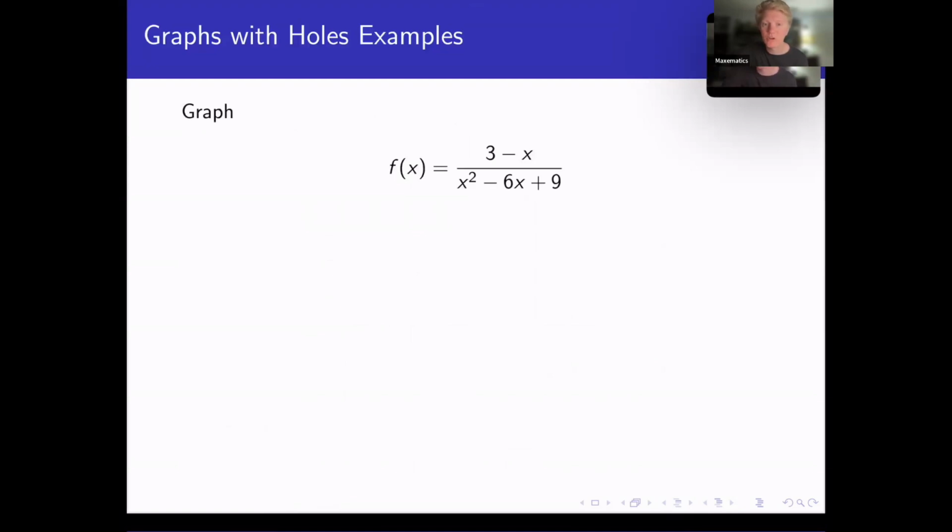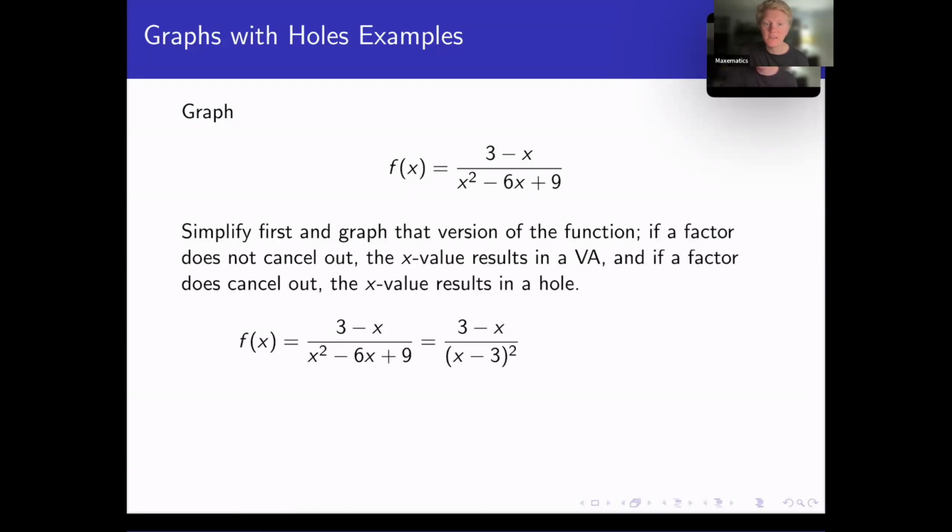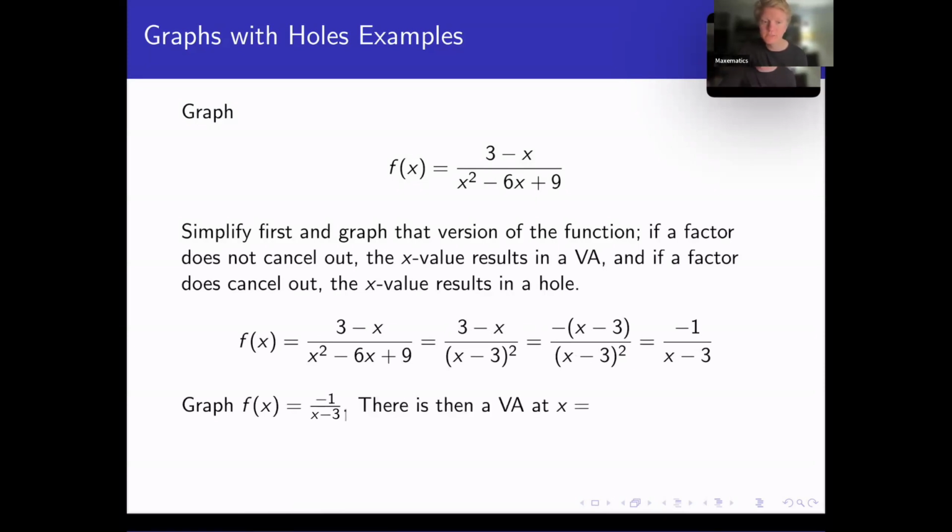All right, some more graphs with holes. Here we go, 3 minus x over x squared minus 6x plus 9. All right, let's simplify first. The denominator factors to x minus 3 squared, and the numerator is pretty close. So what if we factored out a negative 1 from the top? Well, one of the x minus 3 factors cancels out. So we're going to graph this simplified version. However, there's a vertical asymptote at the location that did not cancel out. So there's a vertical asymptote at x equals 3.